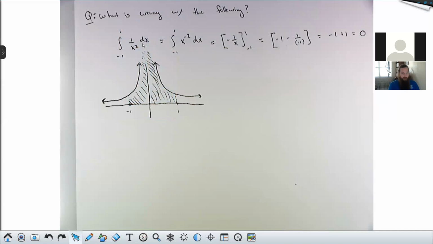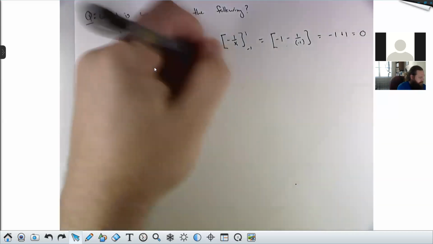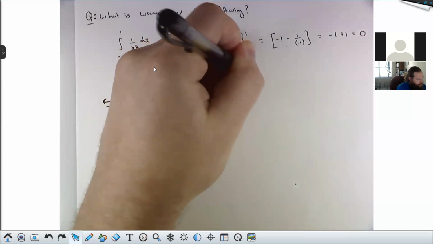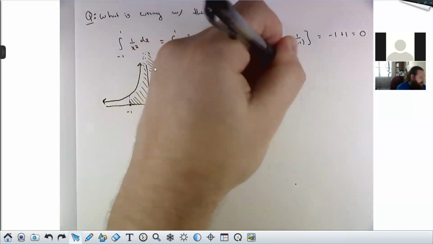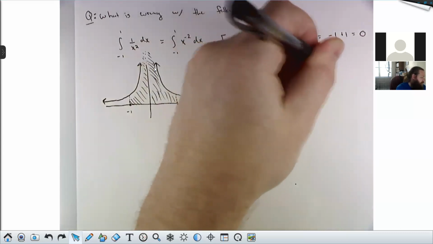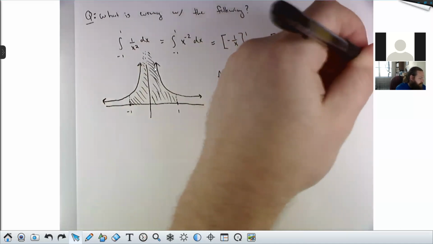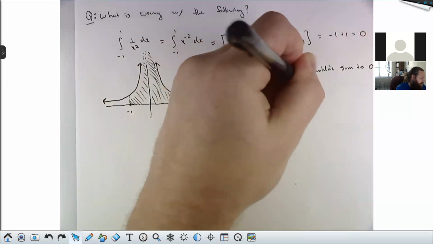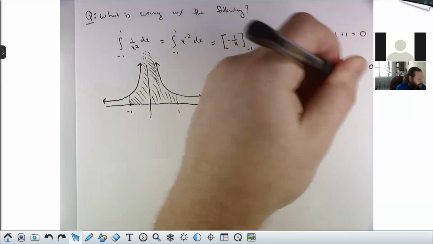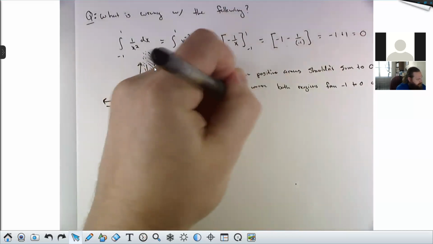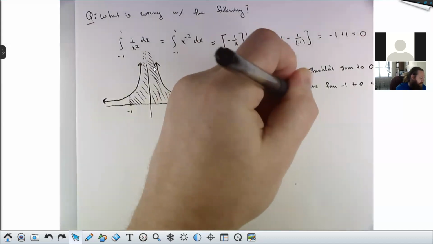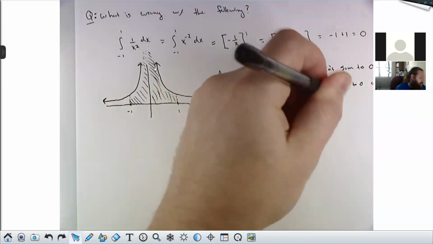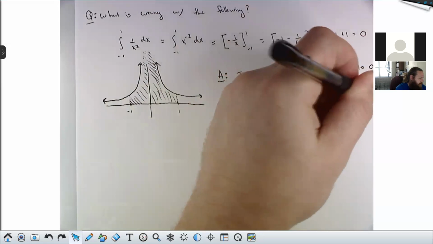Also, and the main issue, this region goes up forever and ever and ever. This region is infinitely tall. Well, two positive areas shouldn't sum to 0. And worse, both regions, from -1 to 0 and from 0 to 1, are infinitely tall. And we didn't account for that.